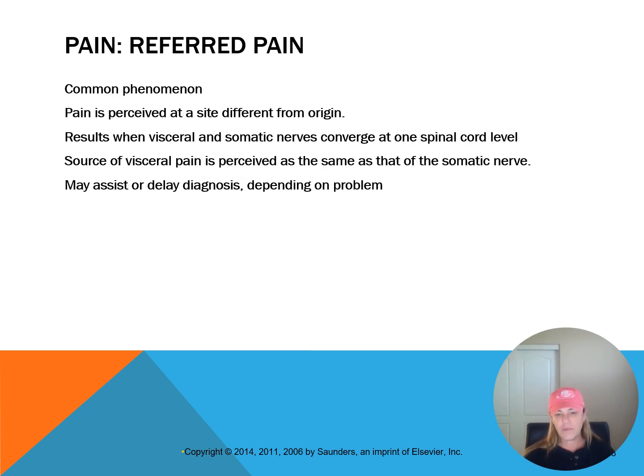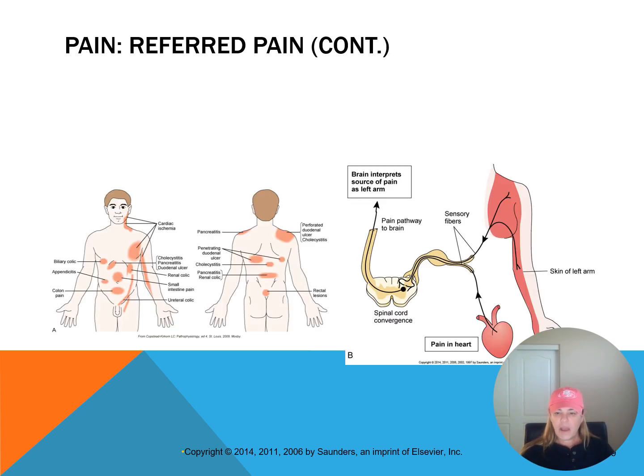Referred pain is where pain is perceived to be in a site other than where it's coming from. You can have referred pain depending on what the diagnosis is, depending on the nerves that are involved. Here we have different areas of referred pain, showing where the problem is and where you're going to have the pain. With pancreatitis, you can have referred pain up into the shoulder area.